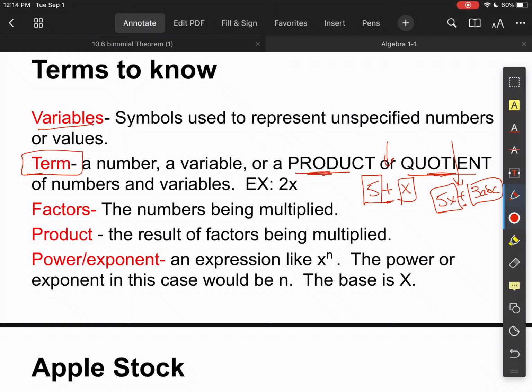And then power slash exponent, an expression like x to the nth. The power or exponent in this case would be n. Okay, so this is the exponent, and the base is the x in this case. All right, so we call that a power or an exponent.